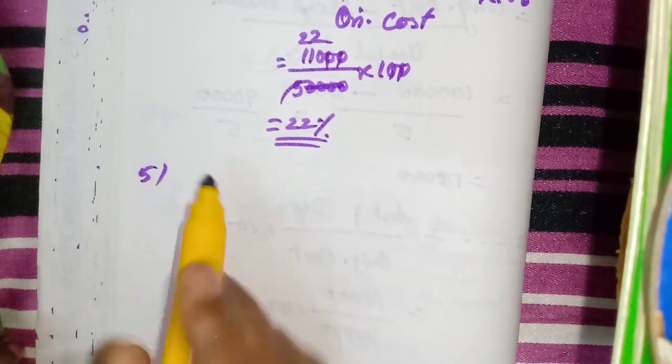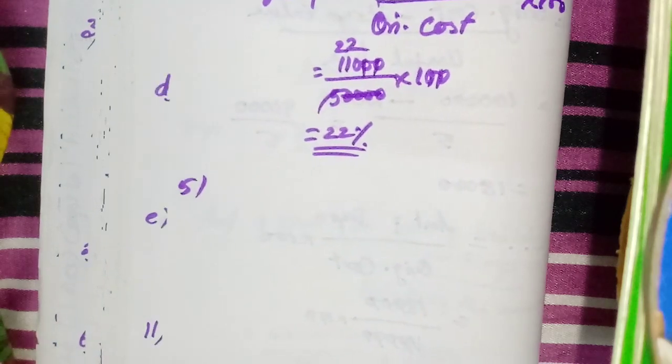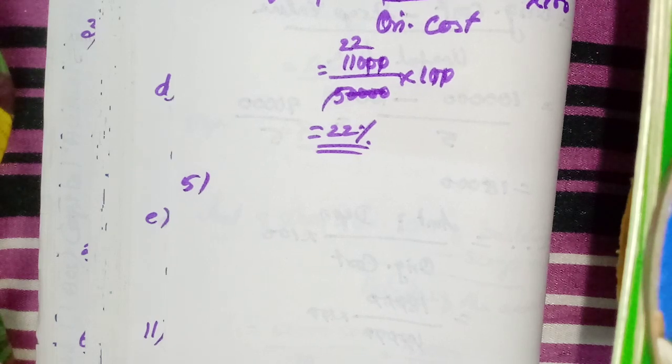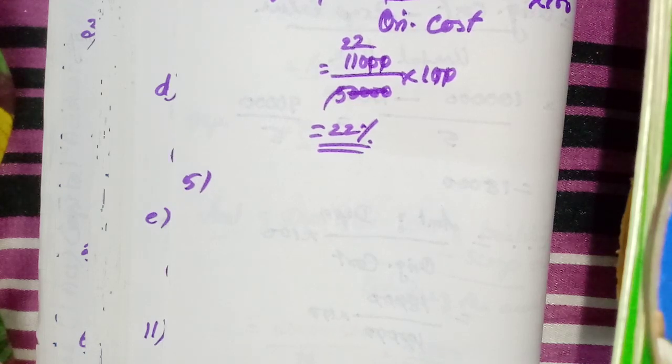I will read the problem. Machinery was purchased on 1st January 2015 for 4 lakh. 15,000 was spent on its erection and 10,000 on its freight charges. Depreciation is charged at 10% per annum on straight line method. The books are closed on 31st March each year. Calculate the amount of depreciation on machinery for the 2 years.